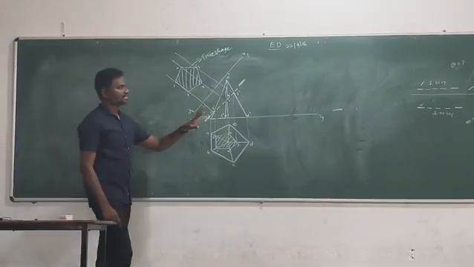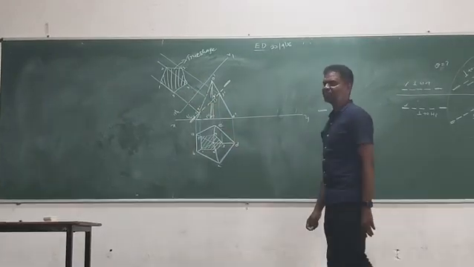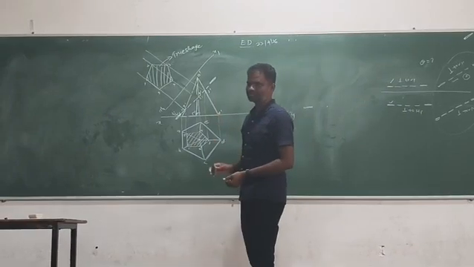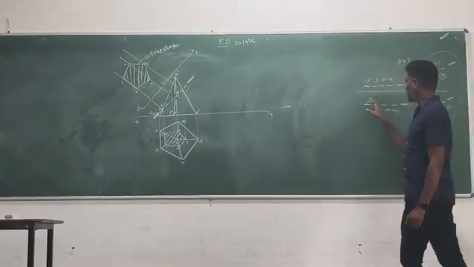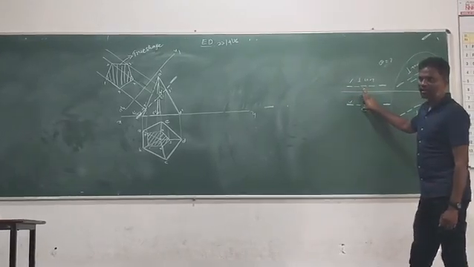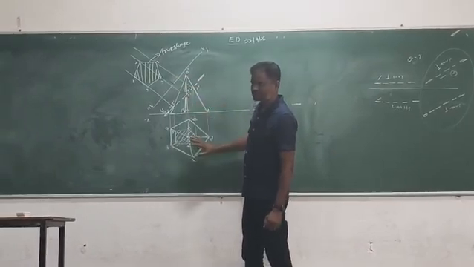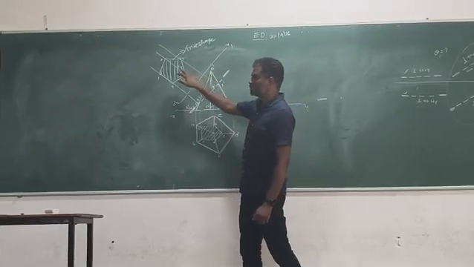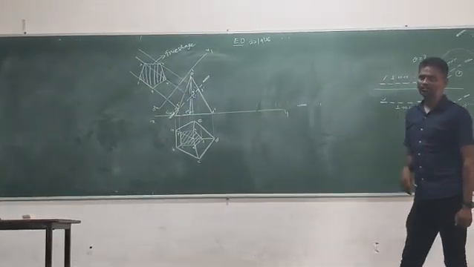So for the inclined sectional planes, we should definitely find out the true shape. If you don't find out the true shape, you will lose 5 marks. For example, in the sections of solids problem, if it is a parallel section plane, if you draw up to this, it will be enough. But if it is an inclined section plane, you should definitely find out the true shape. It has very high weightage.